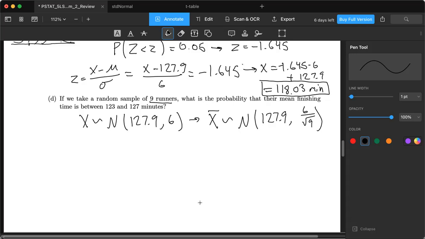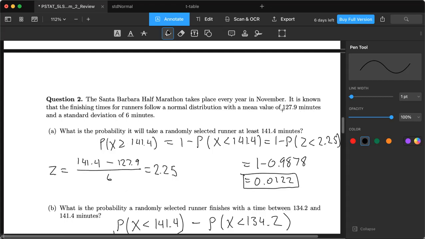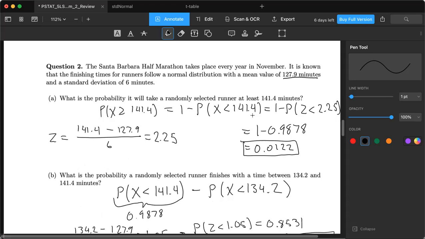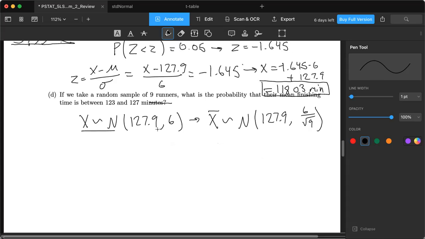So this is what we have going on. Square root of 9 is 3, and 6 divided by 3 is 2. Somebody asked where I got the 127.9 again. That was from the problem. I hope I remembered it right. Yes, we've got a mean value of 127.9. It tells us that from the get-go. And the standard deviation is 6. So this was our original distribution. When we take 9 measurements from this distribution and we mean them, then that random variable would have this distribution.